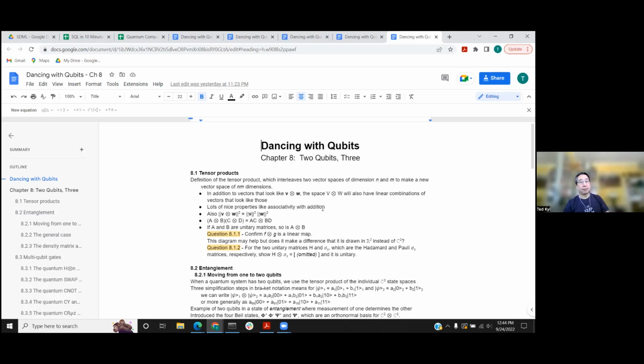And so this is kind of interesting. This thing is going to grow very quickly. If you have a 10-qubit system, then potentially you have a 1,000-dimensional quantum space. So there's a lot of room in this space.